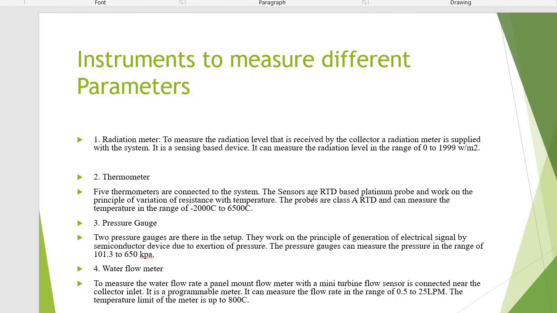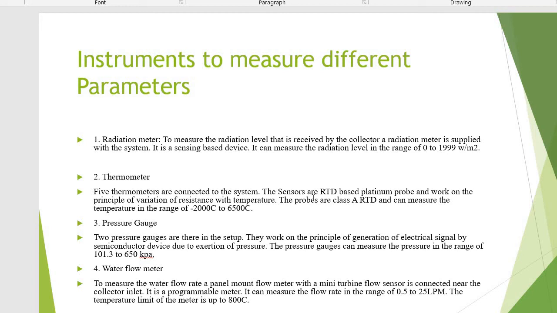We need various instruments to measure different parameters. For radiation, we measure through a radiation meter. For temperature, we use a thermometer. For pressure, a pressure gauge. For water flow, a flow meter. The radiation meter measures the radiation level received by the collector, and it is applied with the system. It is a sensing based device.